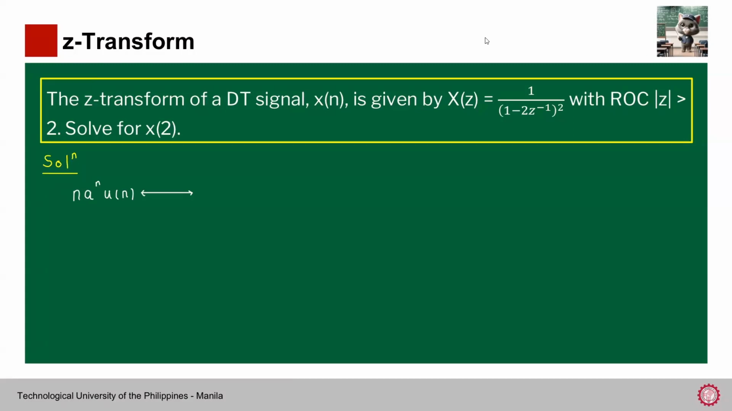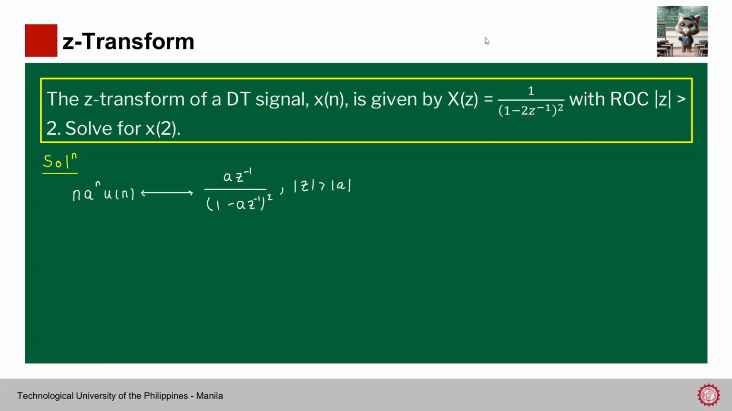So we have n a raised to n u of n. The Z transform pair of this one is a z raised to minus 1 over (1 minus a z raised to minus 1) whole squared. And again, the ROC is mod of z greater than mod of a. So ito yung ating Z transform pair. We will just substitute, papalitan natin based dun sa given sa problem, although hindi pa directly yun, but you'll see later.